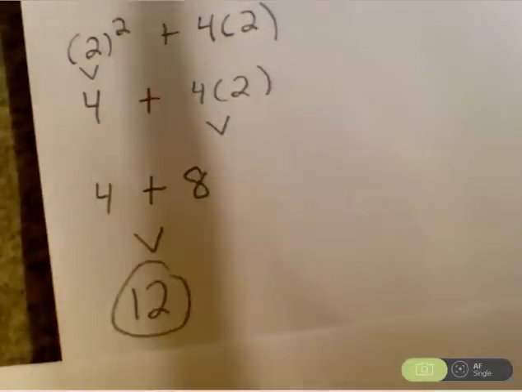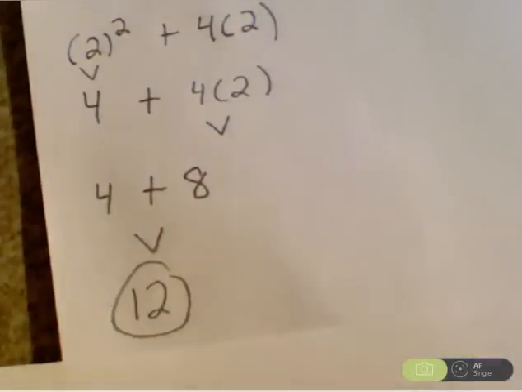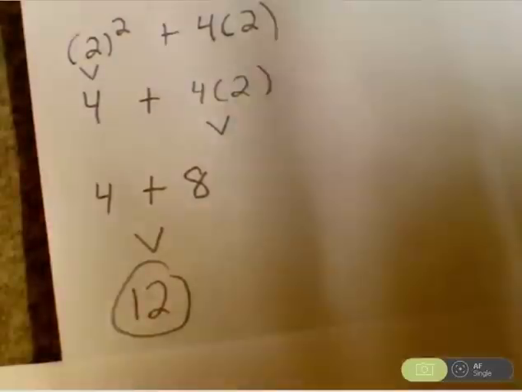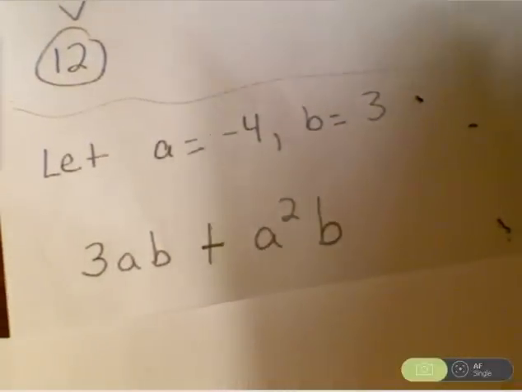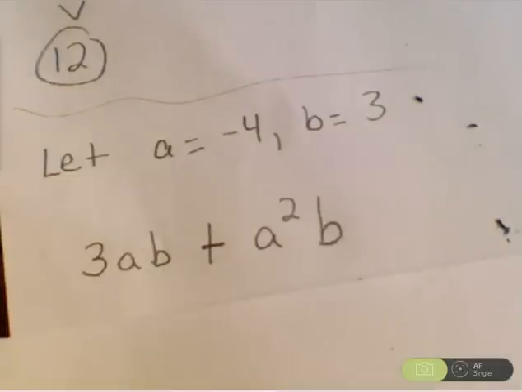Notice how my work is organized. I'm going step by step. I'm not trying to do too many things in my head. Let's move on to the next problem, which gets a little bit more challenging because now they give us two letters to substitute for. I'd like you to copy this down and try to solve it before you move on in the video. Pause right now and try to solve this expression: 3ab plus a squared b.